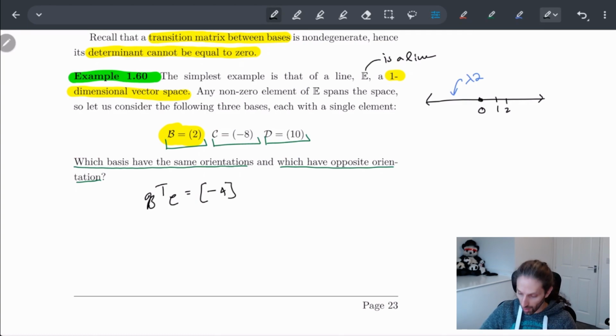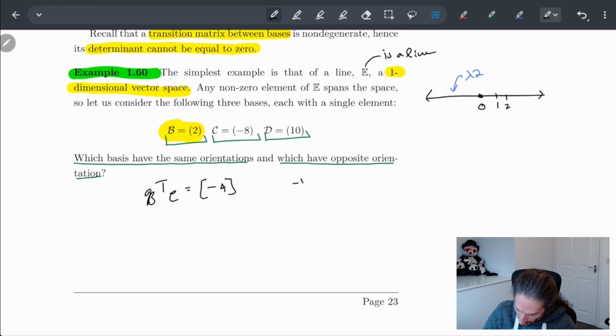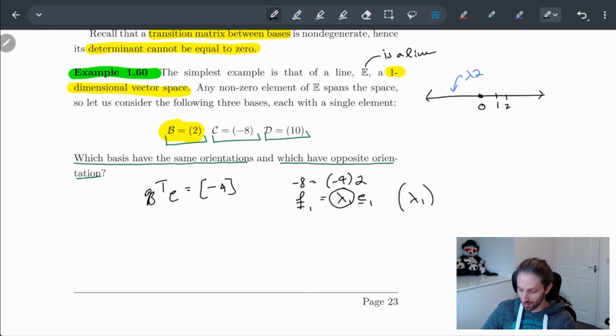Where is this -4 coming from? Well, that's because -8 is equal to -4 times 2, right? So the other way of looking at this, if I look at some vector f1, this is equal to some number, lambda 1, times E1. And this lambda 1, remember, is going to be what our matrix is. This is our transition matrix. So this is basically what's happening. This is our F1, and this is our E1.